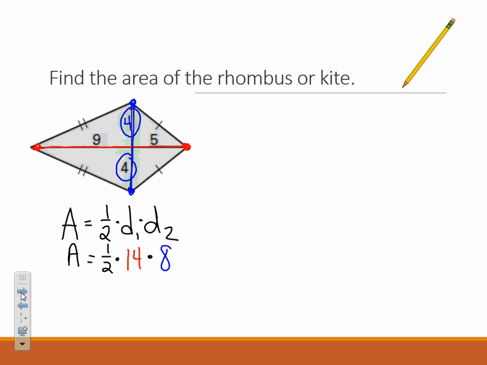So my two diagonal measurements are 14 and 8. And now if I go ahead and calculate that, 1/2 times 14 times 8, 1/2 times 14 is 7, times 8 makes 56. So the area of my kite would be 56 square units.